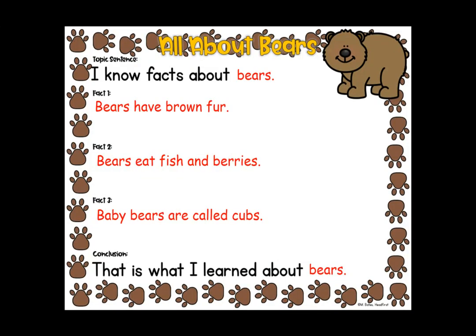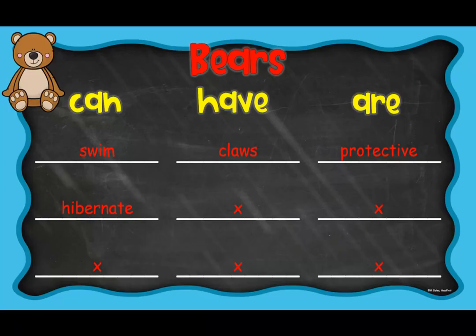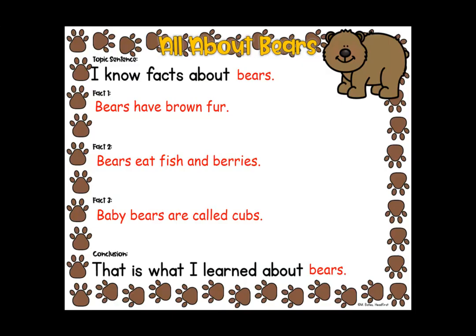And then after that, they can use those two things that they just did to do some writing about bears. I put in two different graphic organizer outlines. This one is a little more simple for your writers that are not as experienced. I give them the topic sentence where they just start filling in the one word there, and the conclusion, and then they're just filling in the facts. So if they had just done the bears can have R, that's pretty simple. Bears can swim, bears have claws, bears are protective, and those could be the three facts right there.